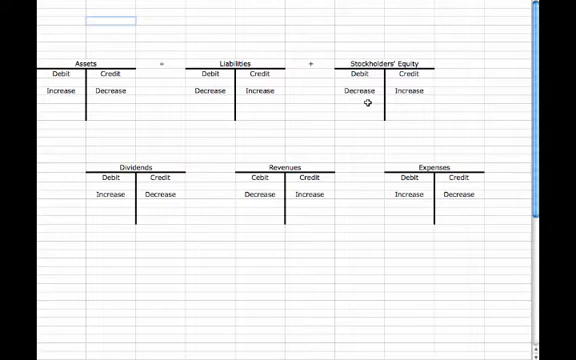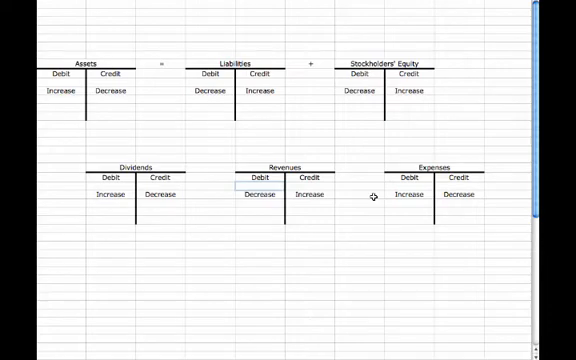If we look at the detail of stockholders' equity as the dividends, revenues, and expenses, let's first look at revenues. When revenues go up, revenues will increase stockholders' equity. So because stockholders' equity is increased with a credit, revenues increase with credits. If we were to make an entry on the debit side of the revenue account, that would decrease revenues, and a decrease in revenues would decrease stockholders' equity.